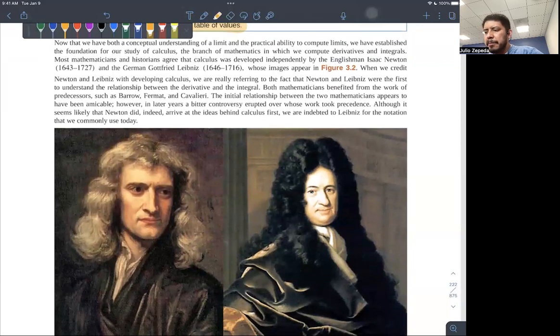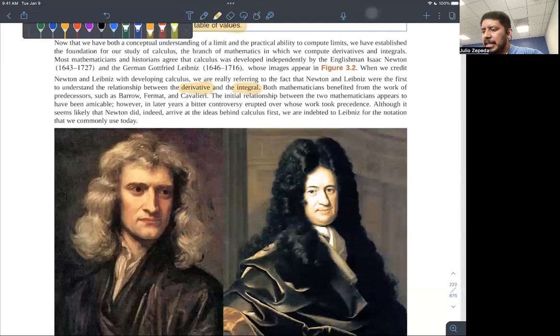When we credit Newton and Leibniz with developing calculus, we are really referring to the fact that Newton and Leibniz were the first to understand the relationship between the derivative and the integral. Both of these we'll talk about later in this reading. Both mathematicians benefited from the work of predecessors such as Barrow, Fermat, and Cavalieri. The initial relationship between the two mathematicians appears to have been amicable. However, in later years, a bitter controversy erupted over whose work took precedence.